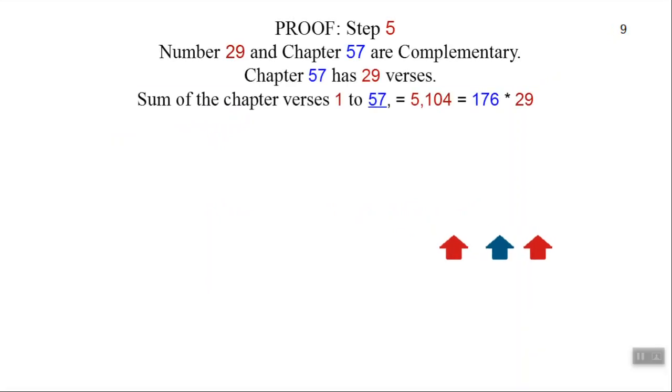Number 29 and chapter 57 are complementary. Chapter 57 has exactly 29 verses, and the sum of the chapter verses from chapter 1 to 57 is 176 times 29.